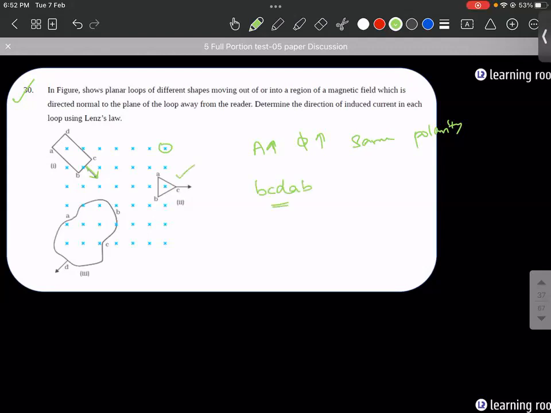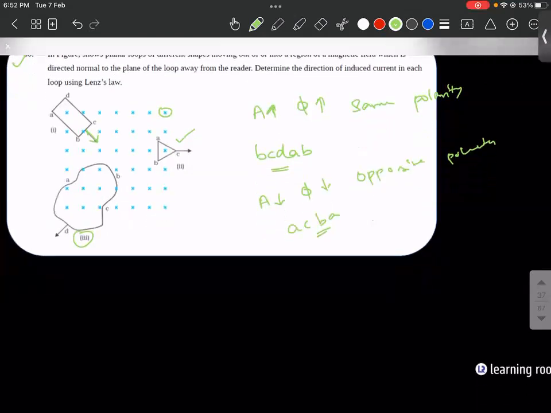Similarly, when you talk about the second one, when it is moving in the outward direction, area is decreasing, flux is decreasing, so opposite polarity. So the answer will be ACBA. Similarly, in the third case, it is going in the outward direction. Right, the answer will be DABCD.